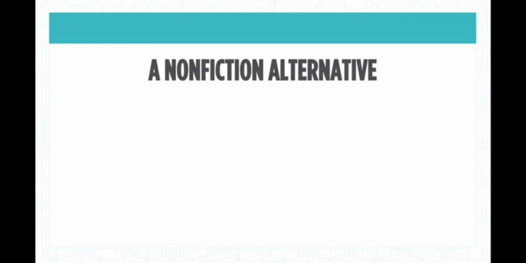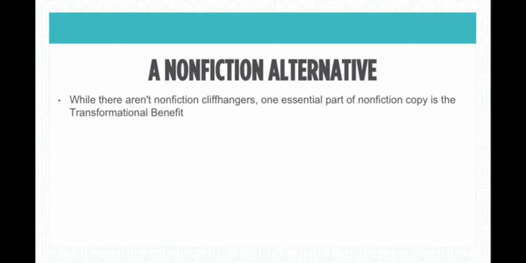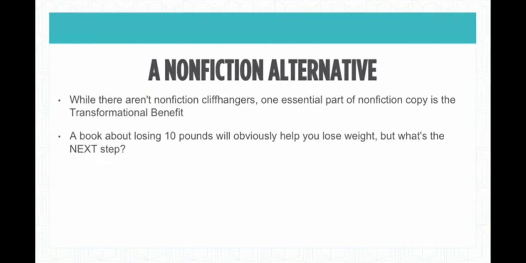Now, here is a nonfiction alternative. There aren't nonfiction cliffhangers, but one essential part of nonfiction copy is the transformational benefit. So in the fiction ones, we talked about the negative possible consequence of the character not getting what they want. Here, we're talking about what is the positive consequence. And we're looking at these consequences from an emotional standpoint. So a book about losing 10 pounds, yes, on the surface, is going to help you lose 10 pounds. But what is the A to C jump? What is the next step after losing 10 pounds?